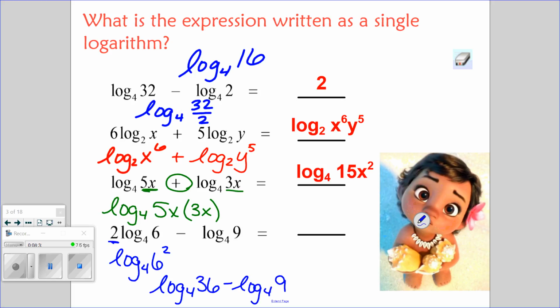If it's minus, that makes it division. So log base 4 of 36 divided by 9, which is 4. Log base 4 of 4. And 4 to which power is 4? It is 1.